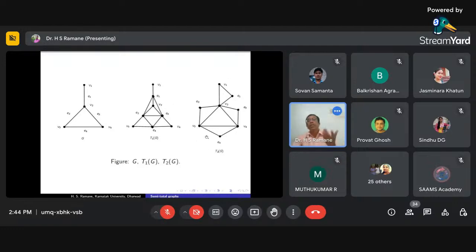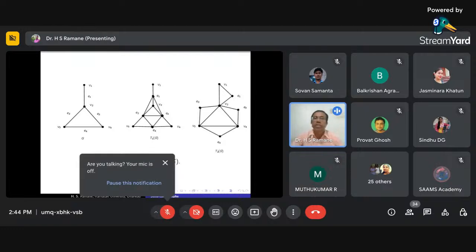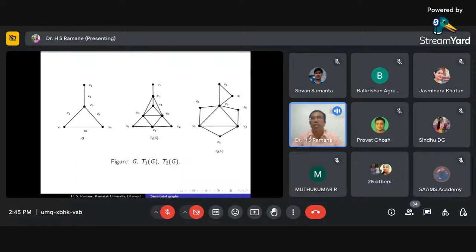And total graph is another one that is usually denoted by T of G. There you have to take the vertex set as the union of the vertices and the edges, and two elements, where elements means either points or edges, of the total graph are adjacent if and only if they are corresponding adjacent elements or incident elements in G. But in this talk we are talking only about the semi-total line graph and semi-total point graph.